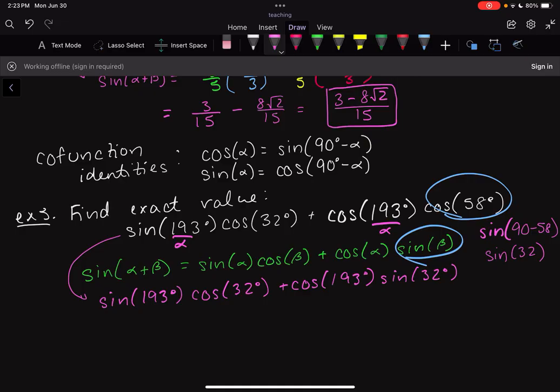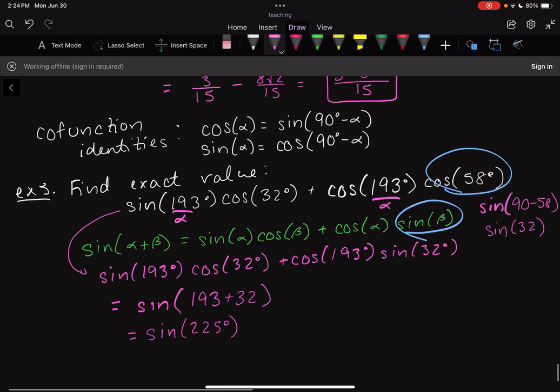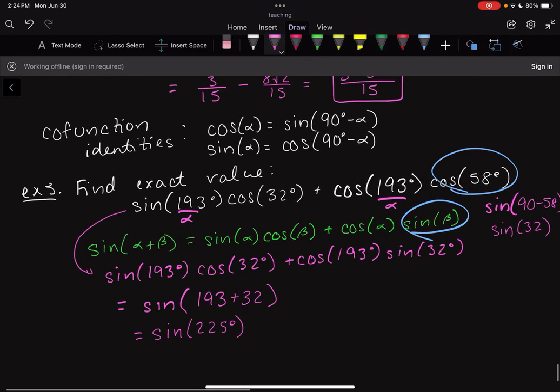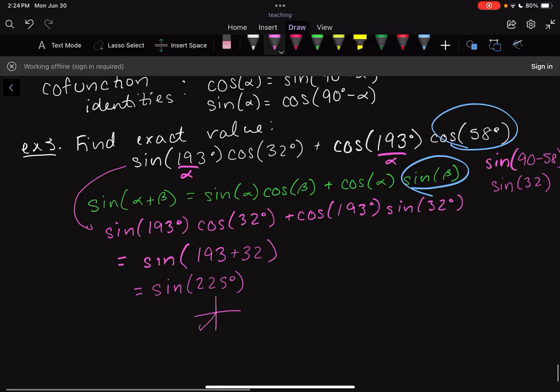So if I simplify this, I'm going from the long side of the identity to the shorter side. So this would become sine of 193 plus 32. So let's see what that gives me. 225. And sine of 225, so 225 actually has a reference angle of 45 degrees, but it's in quadrant 3. So sine of 45 is root 2 over 2. And then since we're in quadrant 3, it needs to become negative. So here's that answer.